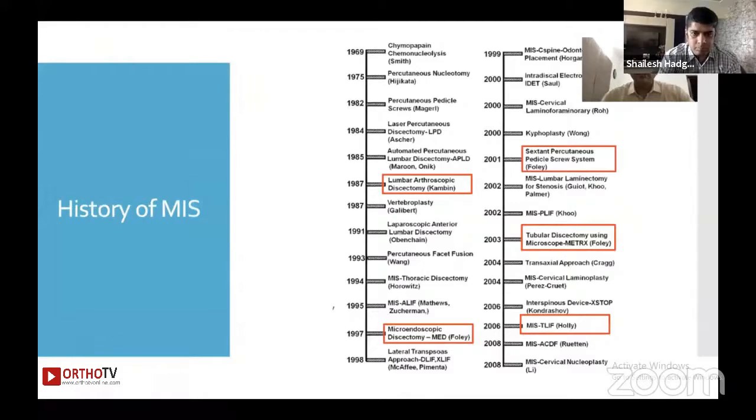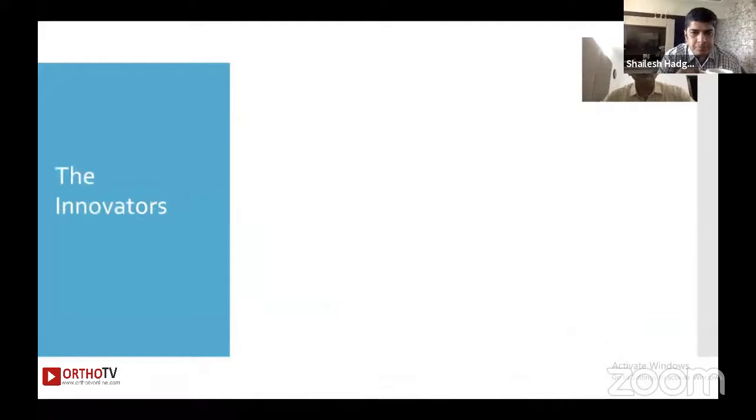Kambin in 1987, almost a decade before Foley invented and developed the MED, showed that you can do a minimally invasive discectomy using an arthroscope. Foley, after developing the MED system in 97, developed the percutaneous screw system, and then eventually developed the METRx system wherein you can use a microscope as well. Subsequently, MIS TLIFs were also developed along the same lines.